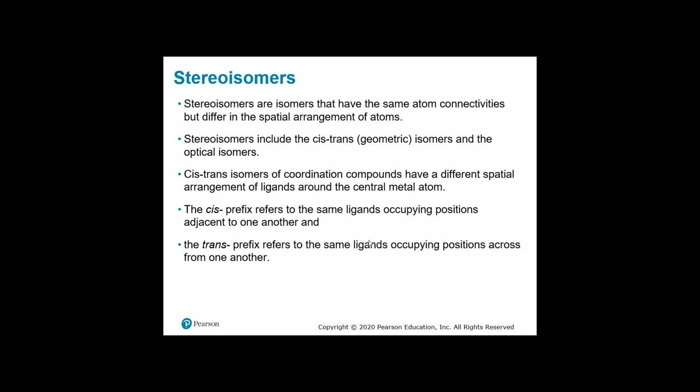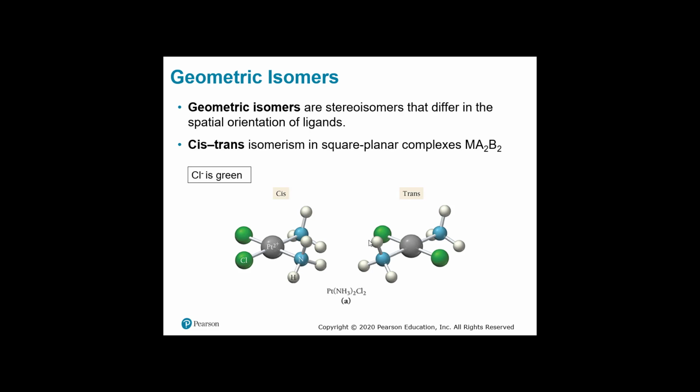Trans, they are on opposite sides of each other. They are not near each other. One is on one corner and the other one's on another corner. They are completely opposite of each other. So think of cis as together and trans as apart. Geometric isomers are those that differ in orientation. So a cis-trans for a square planar has 4 coordinations, which means it has 4 ligands.